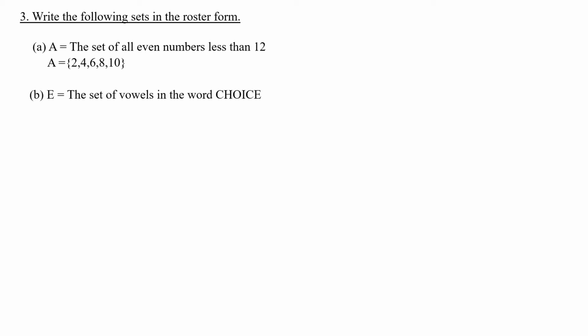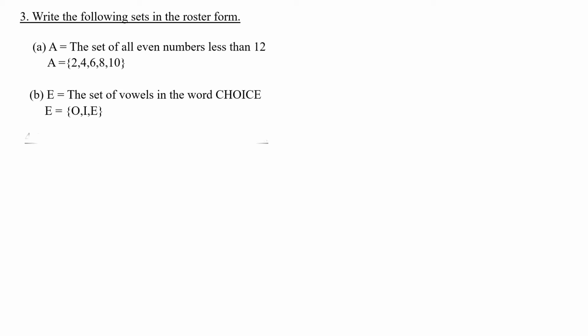Set E equal to the set of vowels in the word CHOICE. The question asks for the set of vowels. You know the vowels are A, E, I, O, U. So here, O is there, I is there, and E is there. So you'll write down set E equal to, in curly brackets, O, comma, I, comma, E, and close.